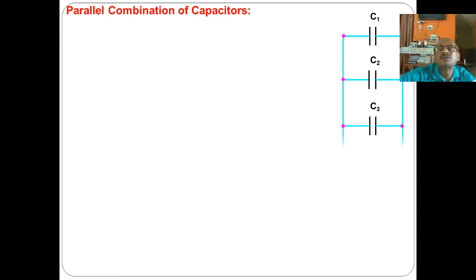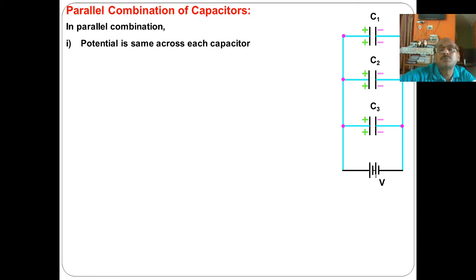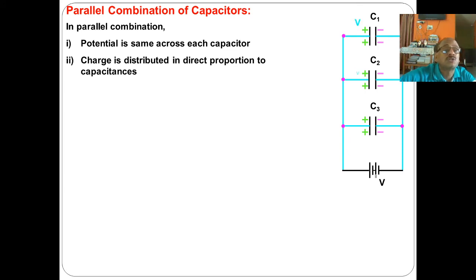Now, parallel combination of capacitors. Once again consider three capacitors C1, C2, C3 connected in parallel with a battery of potential difference V. In parallel, the charge will be distributed on each capacitor depending upon their capacitance, while the potential will remain the same across each. Let the charges on C1, C2, C3 be Q1, Q2, Q3 respectively, and the potential difference be V. So using conservation of charge, Q equal to Q1 plus Q2 plus Q3.